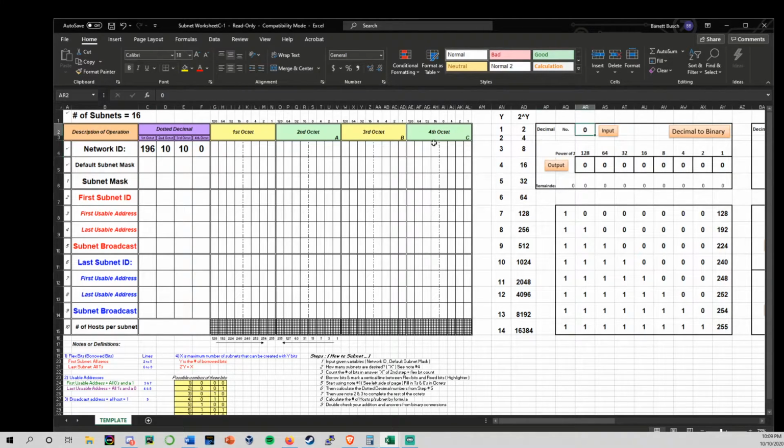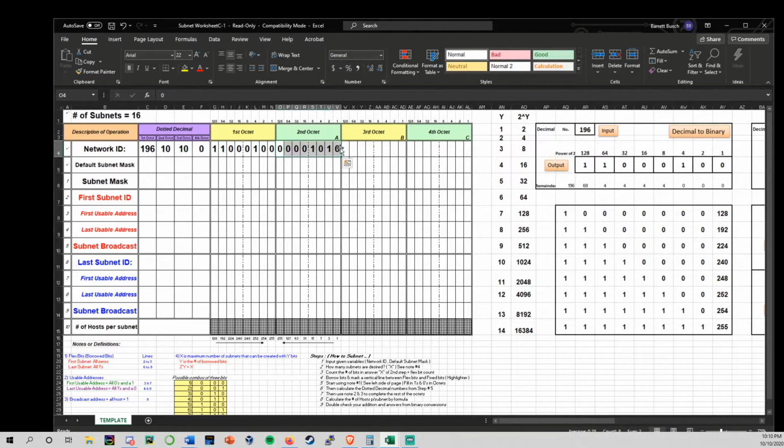Okay, so we need 16 subnets. Let's get the binary going here for the decimal numbers. So 196 is 11000100. 10 is going to be, we could do this manually. We could say 000. 10 minus 8 is 2. So the 4 would be a 0. 2 minus 2 is 0. So that would be 0.